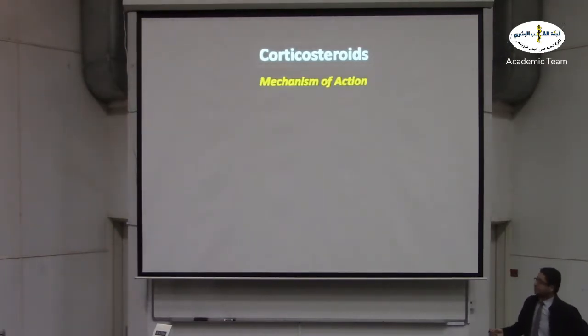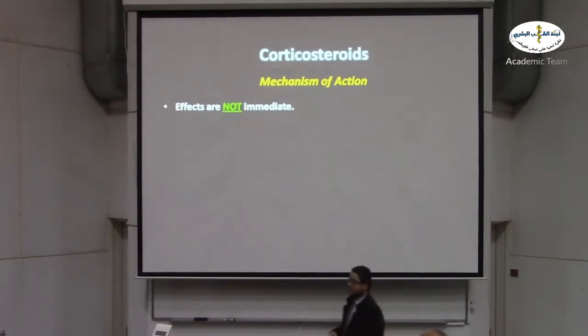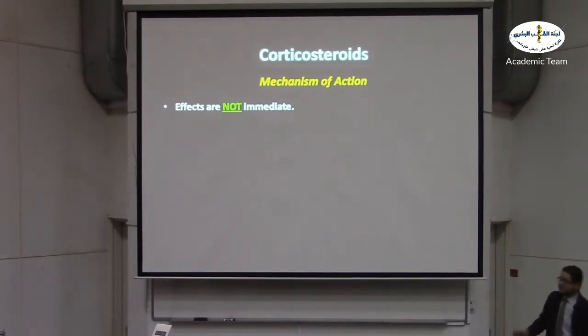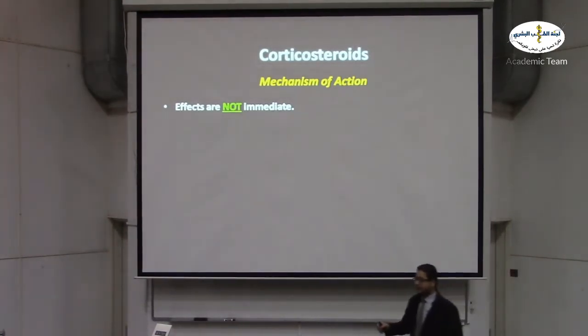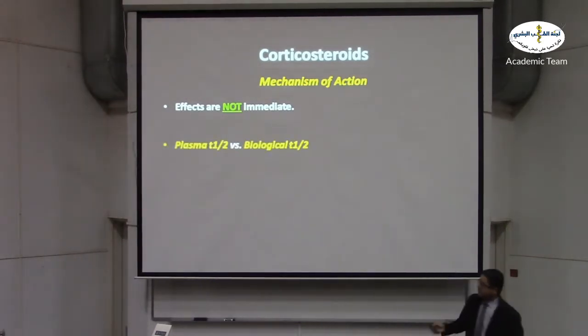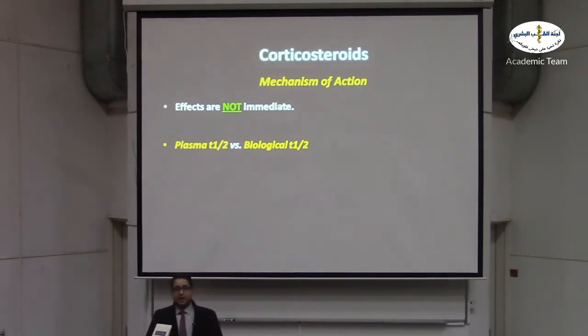Then, the mechanism of action, of course, you know it, and how it goes into the nuclear receptors and the dimerization and the effect on gene expression. The important thing is that these effects are not immediate. And then the effects are not immediate because we are affecting the gene expression within the body. تمام? Now, this means that most likely we will have two pharmacological terms, which are the plasma T-half and the biological T-half.